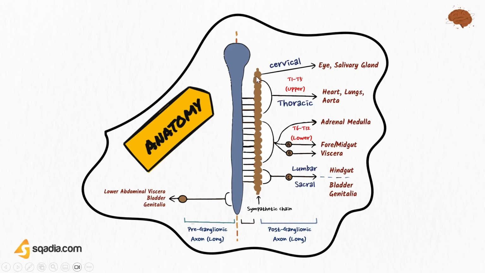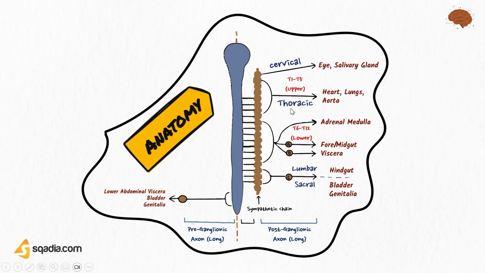Now first, we have this region of the left chain ganglia, which is called the superior cervical ganglion. Now this superior cervical ganglion supplies the eyes and salivary glands, including the lacrimal gland, mucous membranes of the nose and palate, submaxillary gland, sublingual gland, the mucous membrane of the mouth, and the parotid glands.